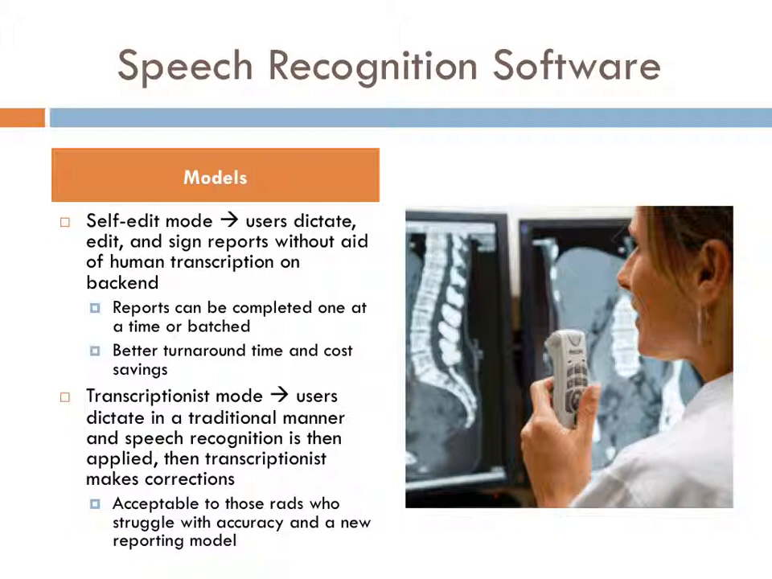So there are different models of speech recognition software. I'll just talk about a few of them. There is the self-edit mode. This is where users dictate, edit, and sign reports without the aid of human transcription on the back end. So no human transcription is used whatsoever. Reports can be completed one at a time, or they can be batched together. The turnaround time seems to be better with the self-edit mode, as well as the cost savings, actually.